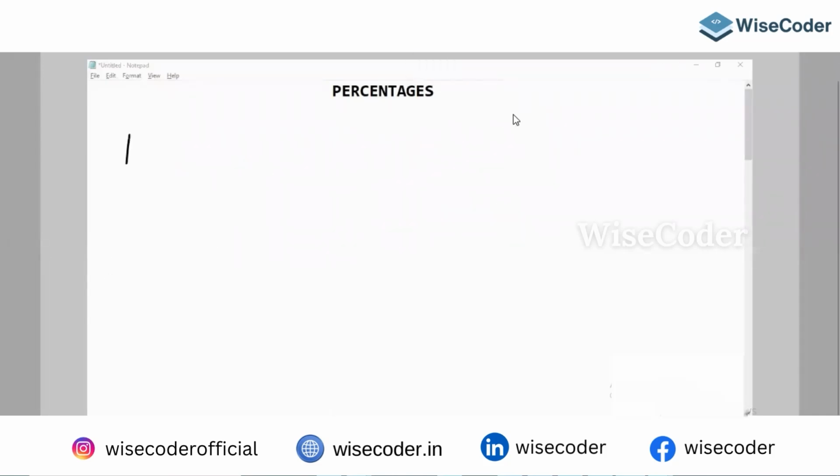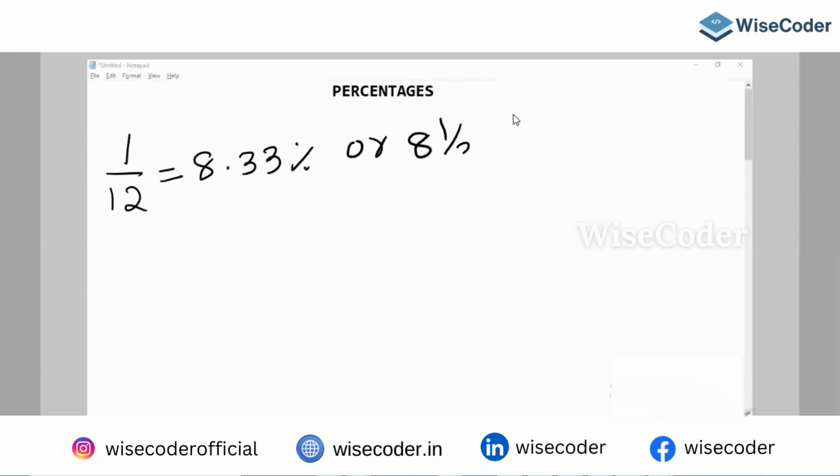1 by 12. Next value is what, guys? What is 1 by 12? What is 1 by 6? 1 by 6 is 16.66. Half of 1 by 6 is 1 by 12. Then it's going to be 8.33%, or we can say it as 8 1 by 3%. So like that you can get all the values.